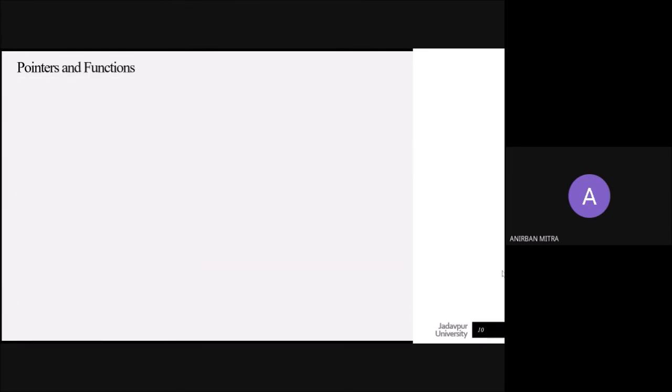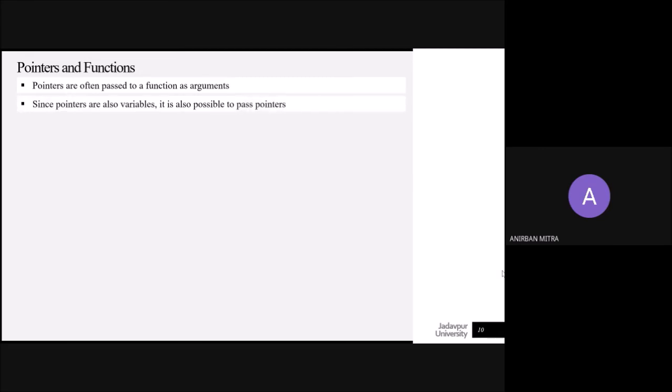So now we head to pointers and functions. Pointers can often be passed as arguments to a function. Basically, it can be done both ways. That means it can be passed to a function or it can be returned from a function as well. Because they are variables, it is also possible to pass pointers as input parameters to functions. And it is also possible to return values from functions as pointers.